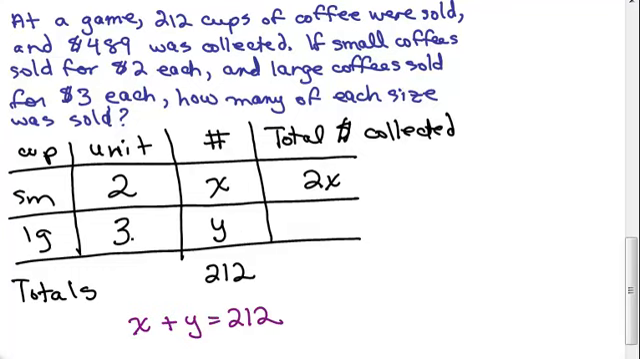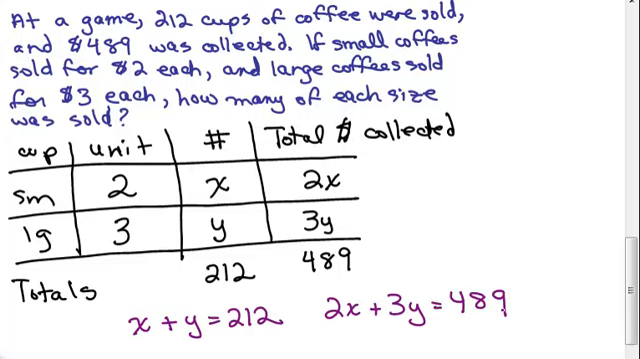And for the large cups of coffee, each cup is $3. I sold y cups, so we multiplied. That'll be 3y. And we know that amount added up to a total of $489. That's its total. Okay, so the total I collected from selling the small cups plus the total I collected from the large cups should give me my total amount collected overall. And that gives us our second equation, 2x plus 3y equals 489. So one is talking about just the total number of cups, and one is talking about the revenue, how much money we're collecting.